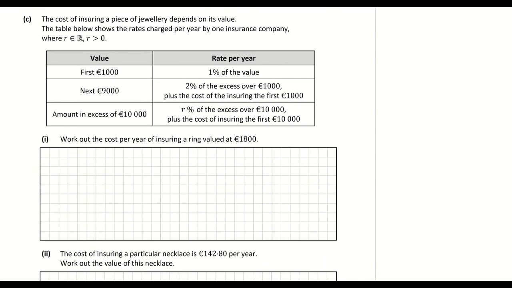So the cost of insuring a piece of jewelry depends on its value. The table below shows the rates. Okay, so I'll let you read that yourself. Work out the cost per year of insuring a ring valued at 1,800.